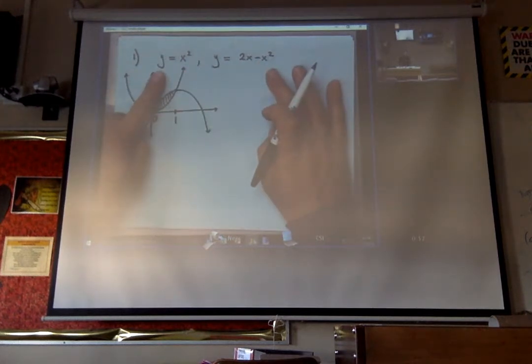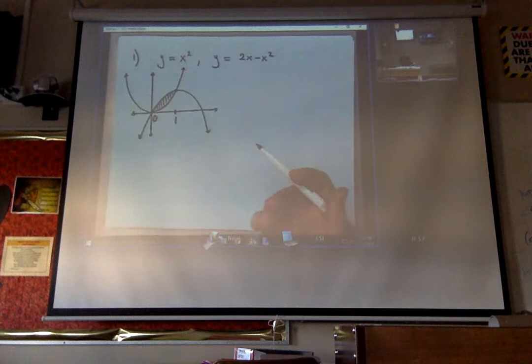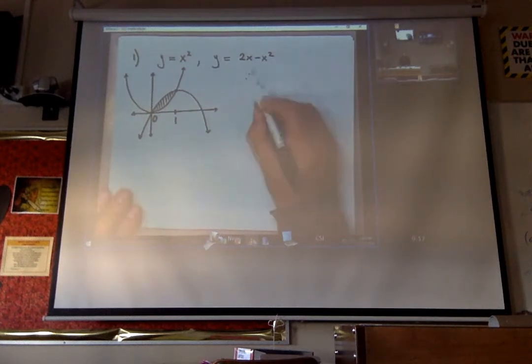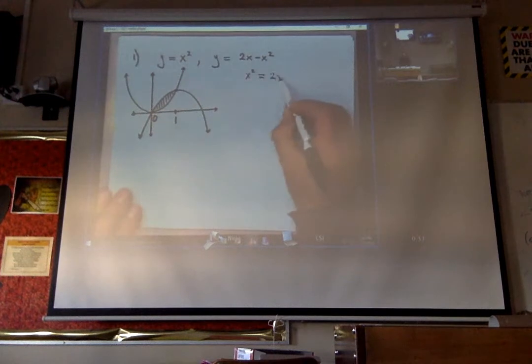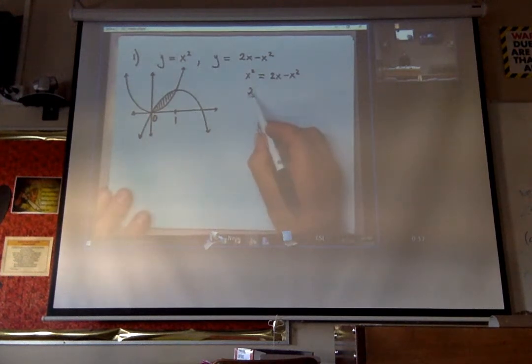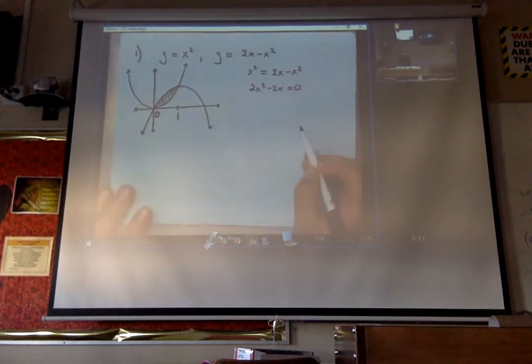Right, you set them equal to each other, okay? And then you will have a simple quadratic equation to solve. I don't know if I have to do it, but we can do this, just to prove what we're talking about. So overall, we'll have 2x squared minus 2x equals 0, right?